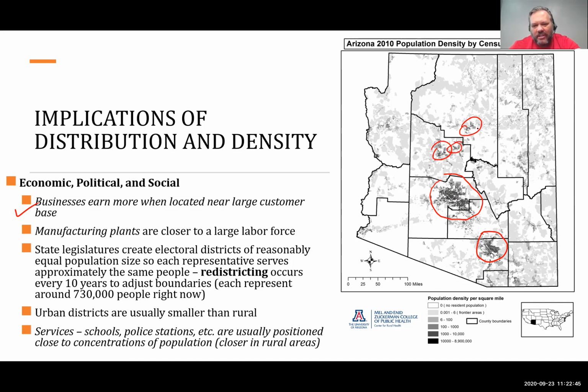And so you're going to find businesses, obviously, and this is a no-brainer. Businesses are going to go where customers are. All right, and so that's one of the effects of distribution. The more people come into an area, the more businesses show up. Manufacturing plants also are going to look for areas with a high population because those manufacturing plants need a labor force, and the labor force is found most often in these higher population areas. All right. State legislatures also use distribution and density to define political maps.